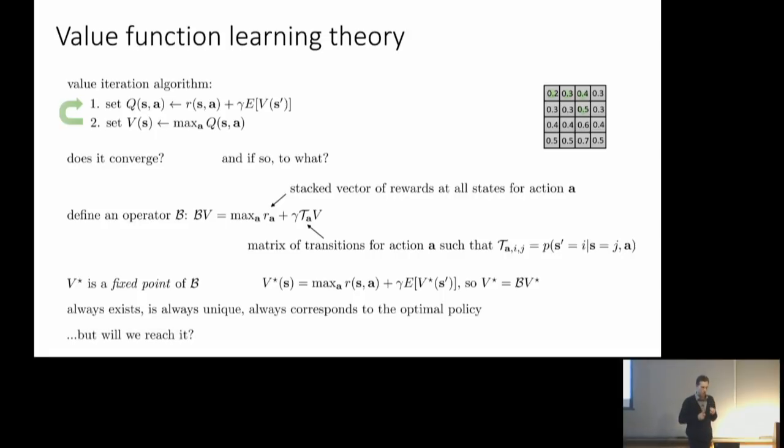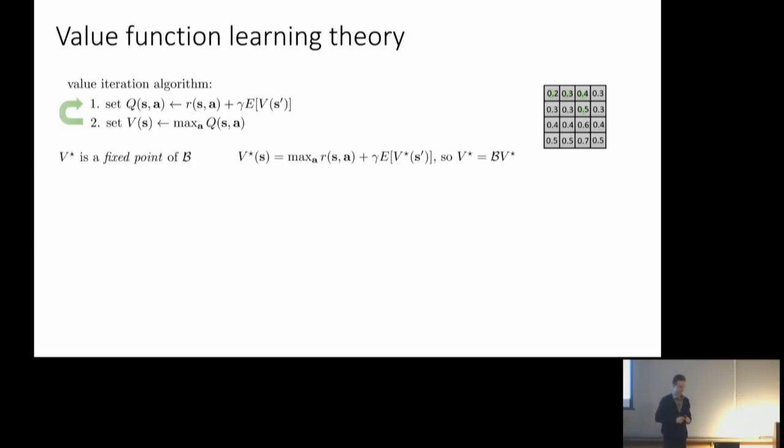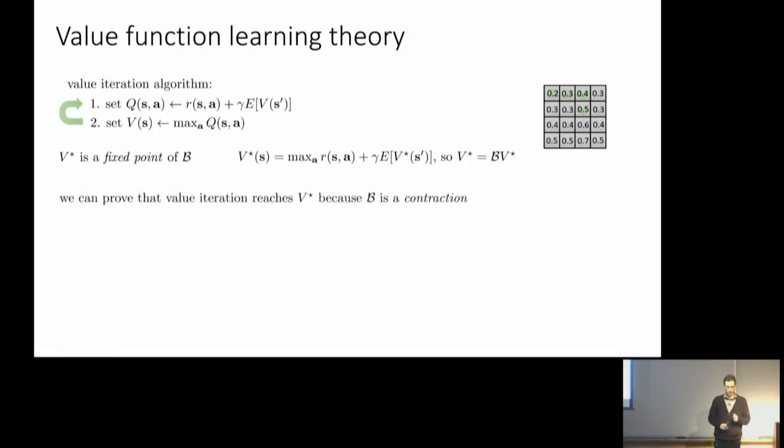And then the question that we usually have is, will we reach it? So V star is a fixed point of this thing. Can we actually reach that fixed point? In particular, if we start with any old V, and we repeatedly apply the operator B, if we always said V is equal to B times V, do we eventually get to V star? So V star is a fixed point of B, which means that V star is equal to B times V star. And the way that we can prove that value iteration actually reaches V star is by proving that B is a contraction.